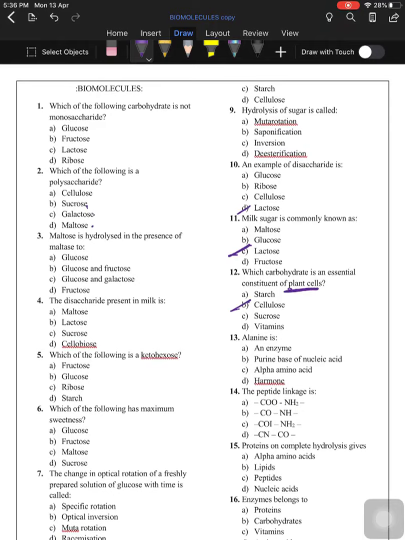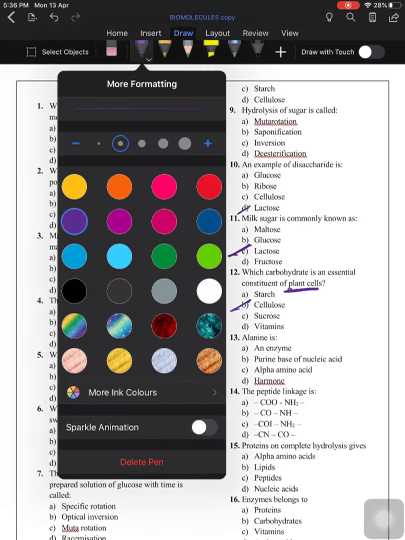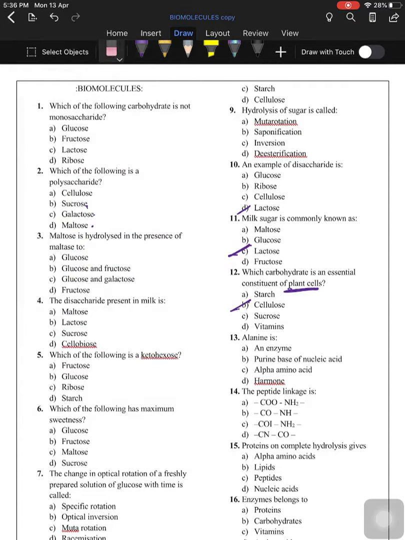Moving on to the 13th, alanine is a dash. You know the word alanine, it is 100% a protein or an amino acid which is a constituent of a protein. Looking into the options they have given, is it an enzyme? No, it is not an enzyme. It is a purine base of nucleic acid? We know purine bases are ATGC. And alpha amino acid, yes, this may be the right option. But hormone, no, it is not a hormone, it is an alpha amino acid.